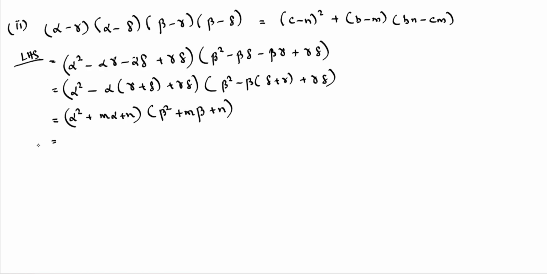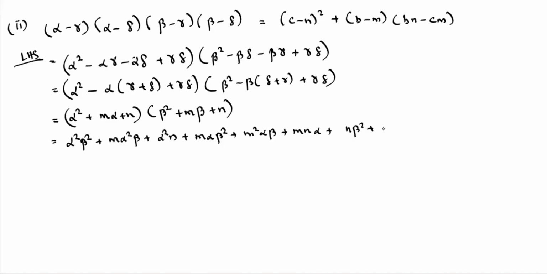If you continue this, open brackets, you will have alpha squared beta squared plus m alpha squared beta plus alpha squared n plus m alpha beta squared plus m squared alpha beta plus mn alpha plus n beta squared plus mn beta plus n squared. Okay. Then you can convert this.